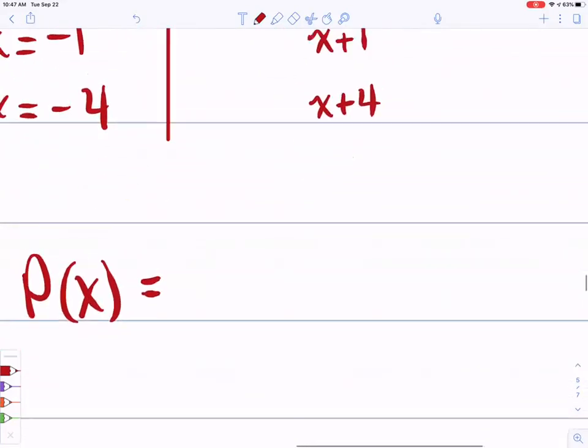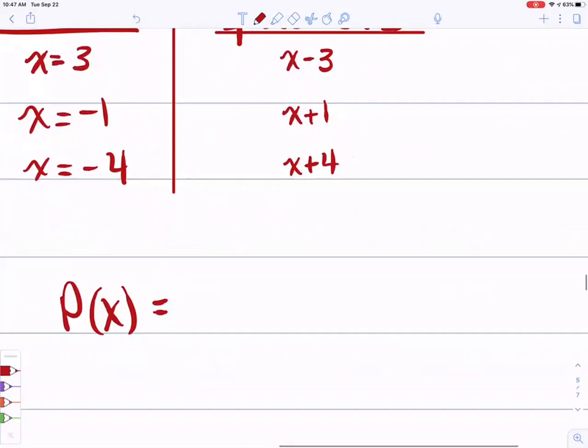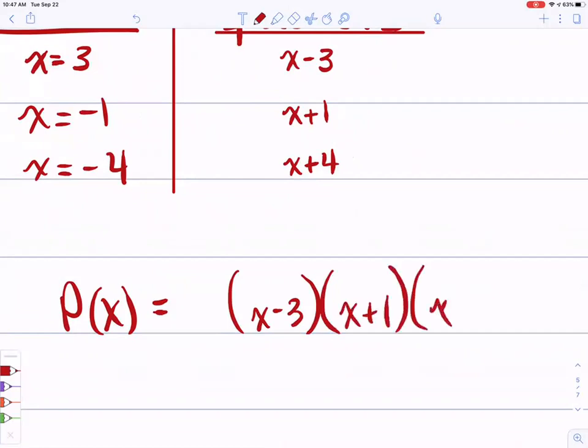So, what's my first factor? Times, somebody else for the second one. Times x plus 4. Now, there is one more thing that you need to check. This is a big deal. Can you go back to the p of x? What was the leading coefficient on the original p of x? It was 1.